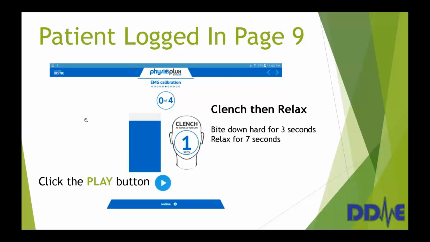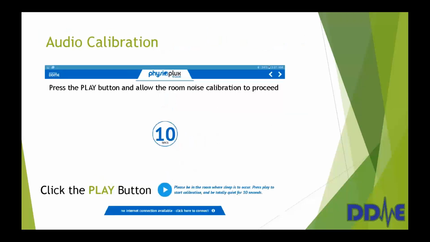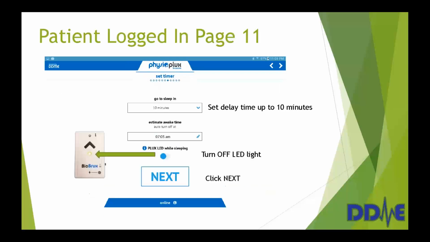And then this page actually turns automatically to the next page. And this page is pretty easy. You just click the play button, and it's the same type of button that we just were talking about. You click play, and the sensor, the BioBrux amp sensor, is going to listen to the room for ambient room noise, and we kind of use that information when we look at the snoring. Okay, this takes 10 seconds, and then the app will automatically advance to the next page.